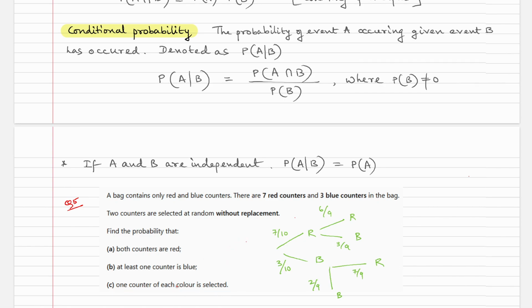One counter of each color is selected. So that is always probability of red, blue and blue, red. So these branches, add them, you will get your answer. Visualizing them via a tree diagram makes it very easy.